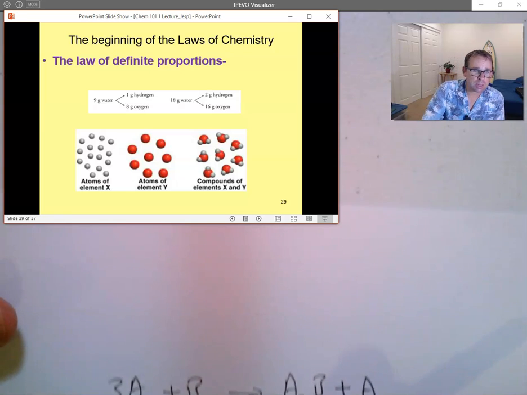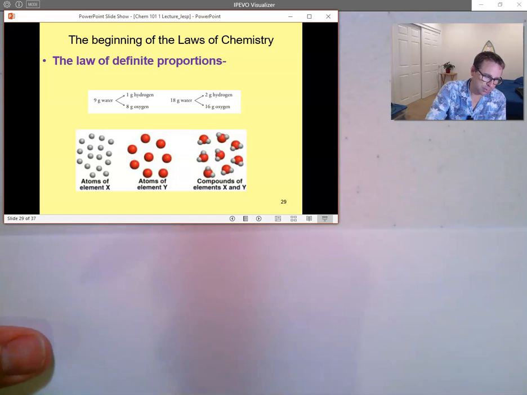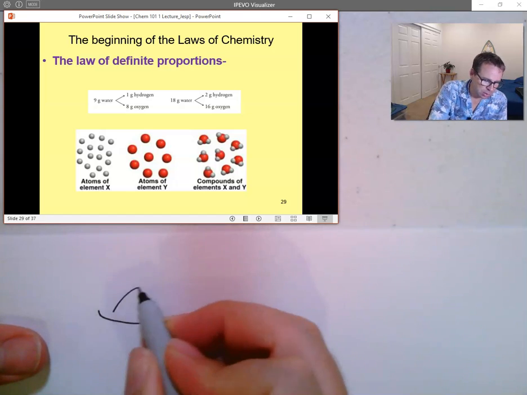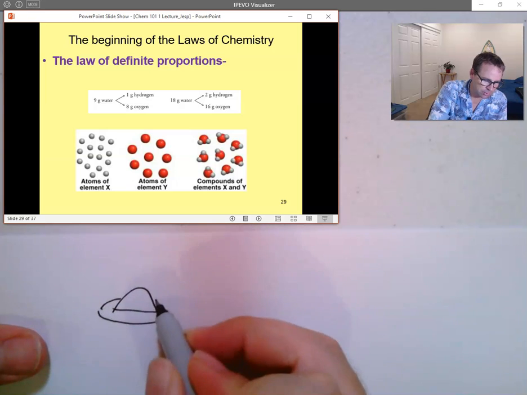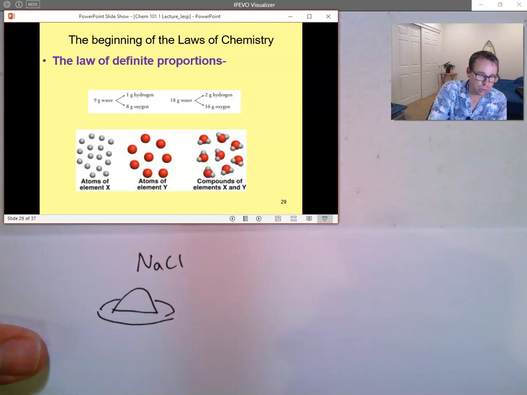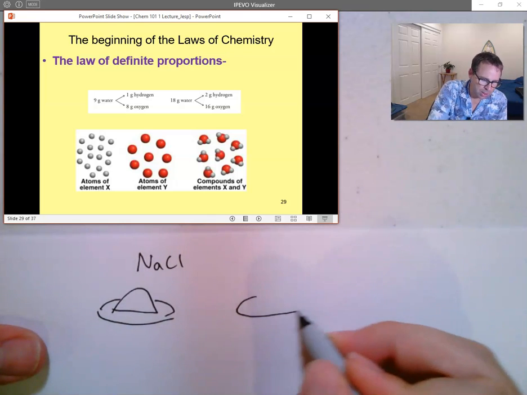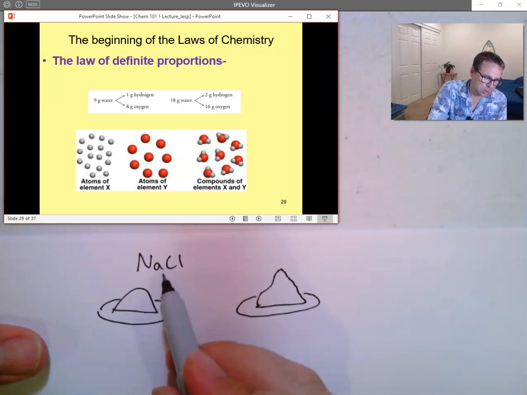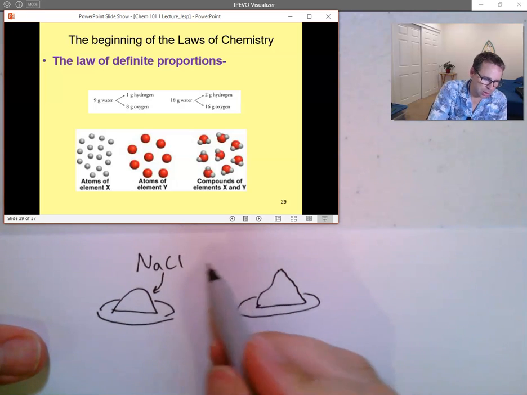Another way to think about the law of definite proportions is if I have 2 piles of a chemical. Let's say this is sodium chloride. I have 1 pile there, and I have another pile here. This is a small pile, and this is a large pile.